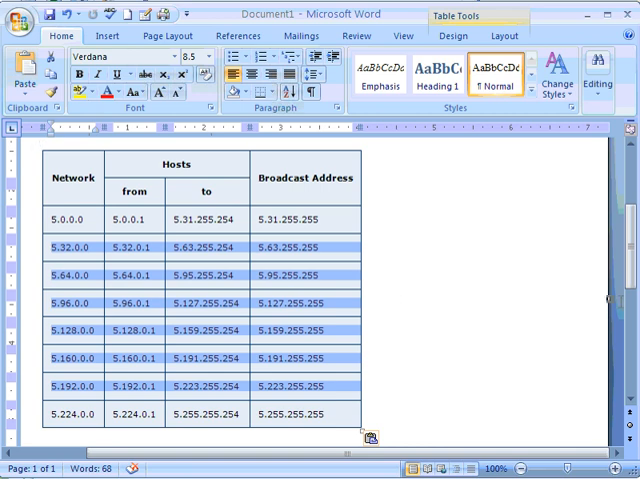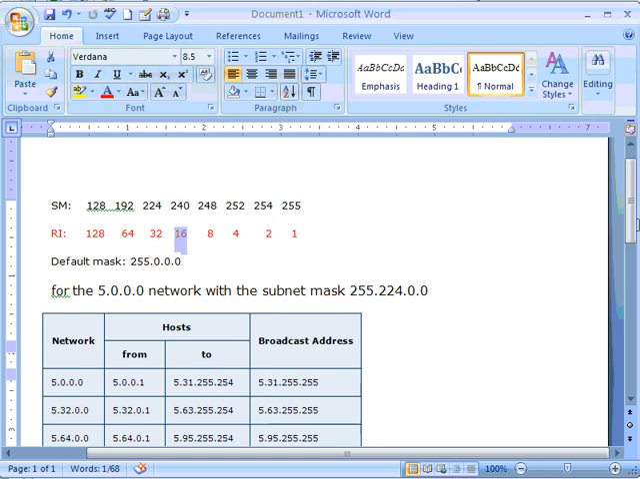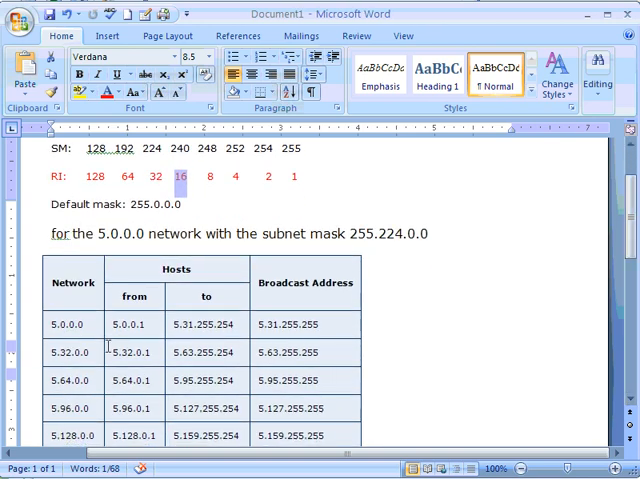What if I borrowed 4 bits? Borrowed 4 bits, I needed 14 networks. Convert 14 into binary, which is 1110. That's 4 bits, and the number is 240 for the subnet mask, 16 for the range increment. And then what you'd have is another row in between each of these.